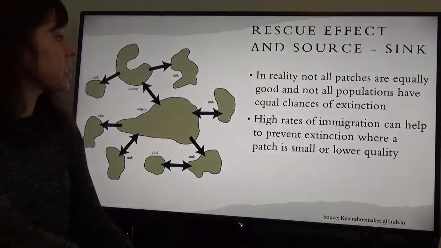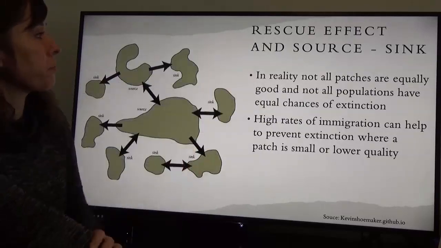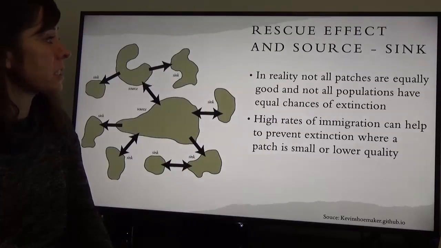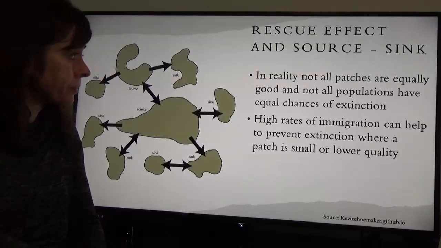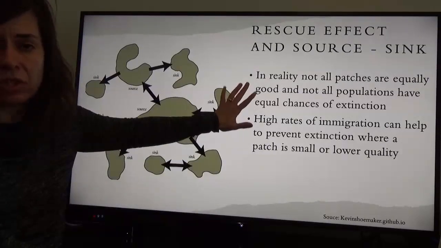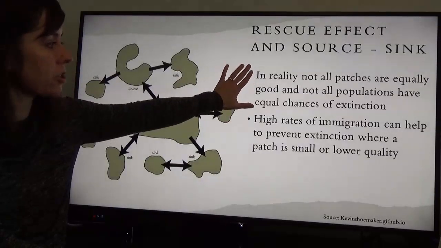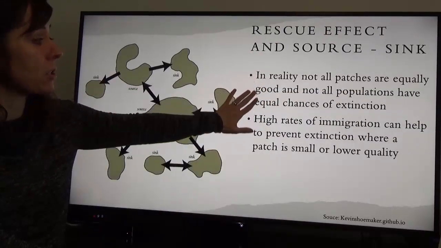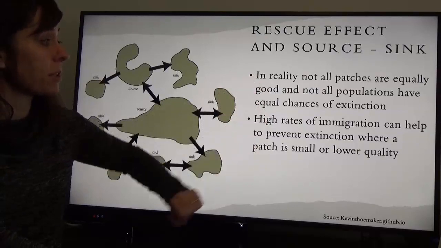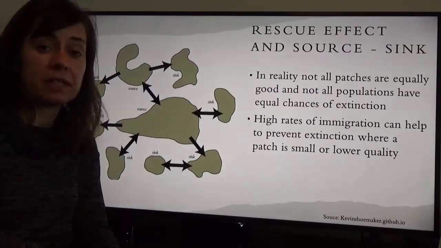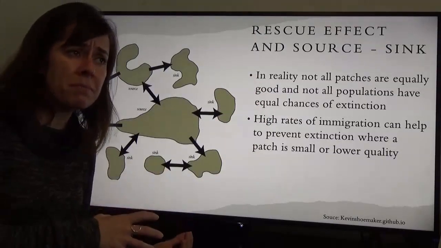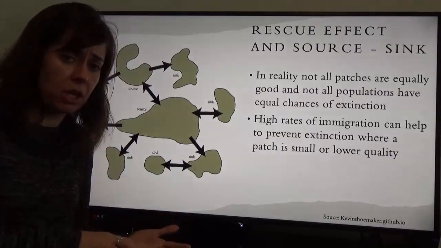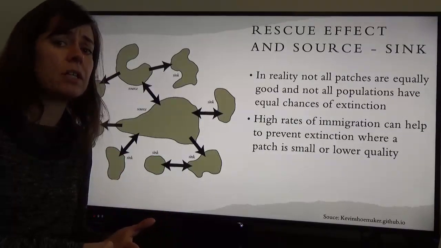Okay, and so this speaks to the importance of what we refer to as the rescue effect. So as you will have come to realize through this lecture, despite those assumptions of Levin's model, not all patches are equally good, and not all populations have equal chances of extinction. So we have some patches that are better quality, either because they're larger or because the habitat quality is better.